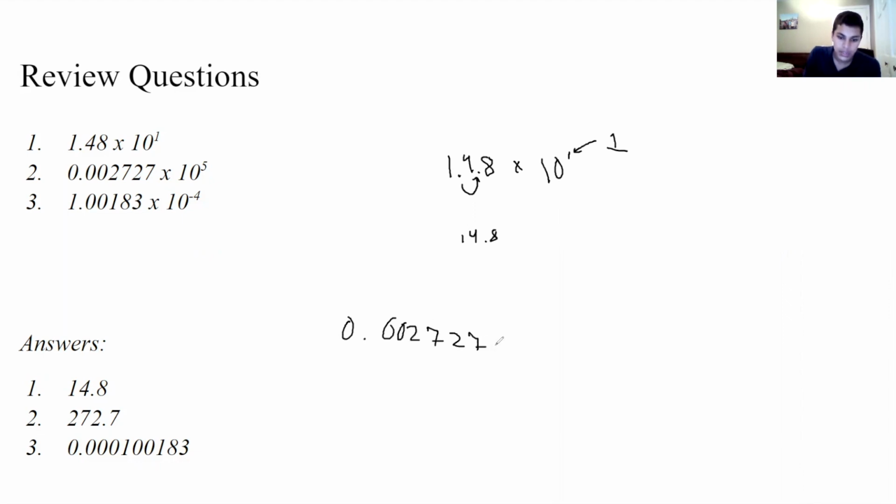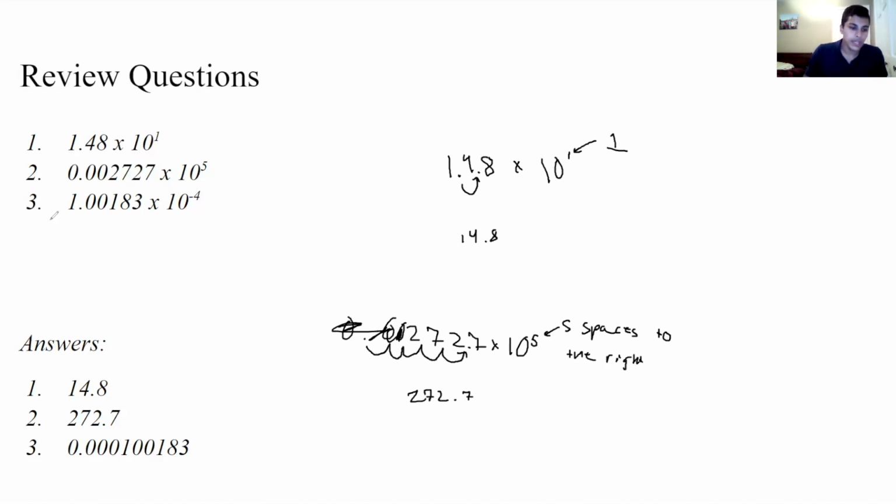For question 2, we have 0.002727 times 10 to the power of 5. So since we have a 5 in the exponent, we move 5 spaces to the right. All right, and so what that looks like is we move the decimal point 1, 2, 3, 4, 5 spaces to the right, and we end up with it here. Now these zeros at the beginning don't mean anything anymore, so we have 272.7 as our final answer for this question.